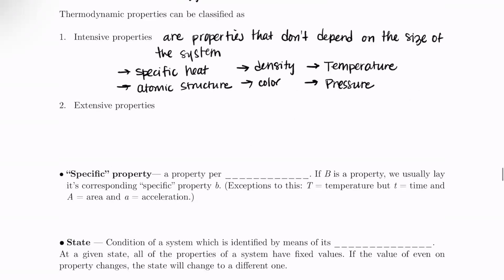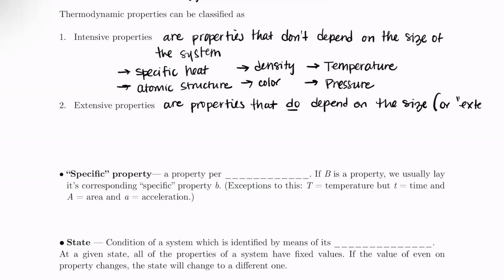All right, in contrast to this, we can also have extensive properties, which is just the opposite of this. So this is a property that does depend on the size or the extent of the system. That's where extensive comes from. So these are properties that do depend on the size or extent of the system.